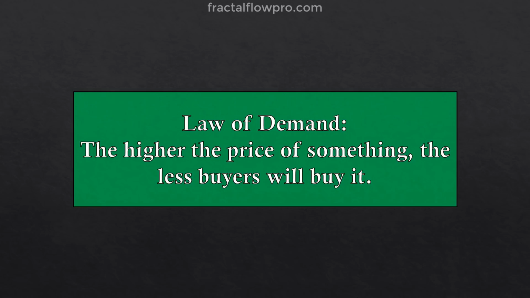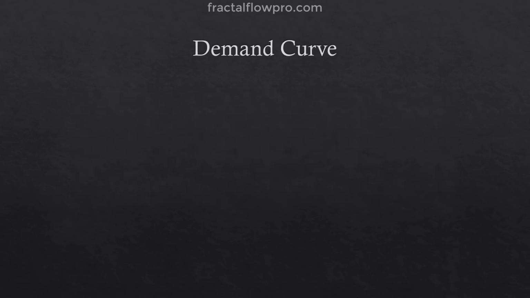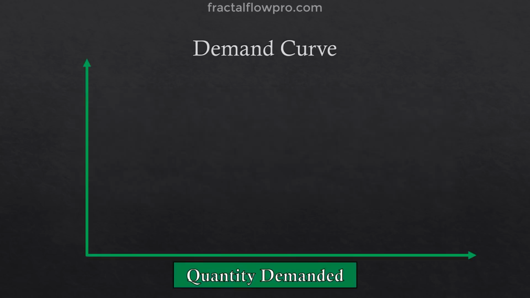We can visualize the law of demand using a simple graph. On the x-axis, we have the quantity demanded, and on the y-axis, we have the price of an item. The higher the price, the lower the quantity demanded, so the demand curve is a downsloping line.